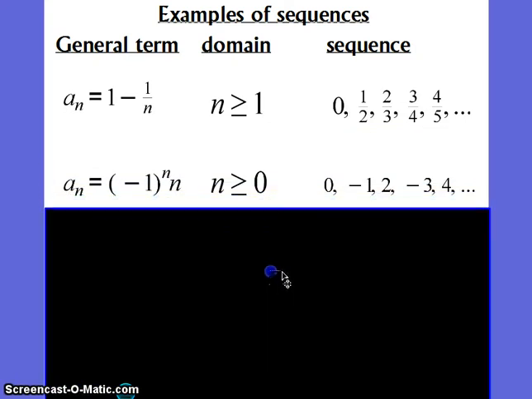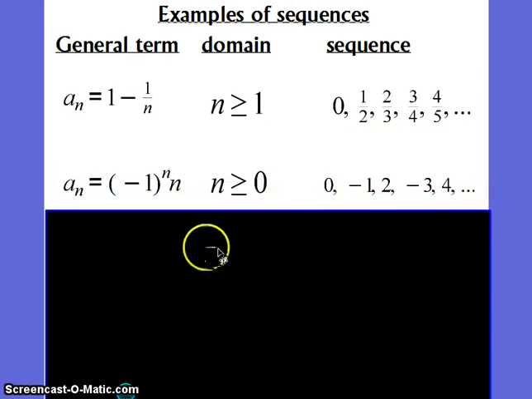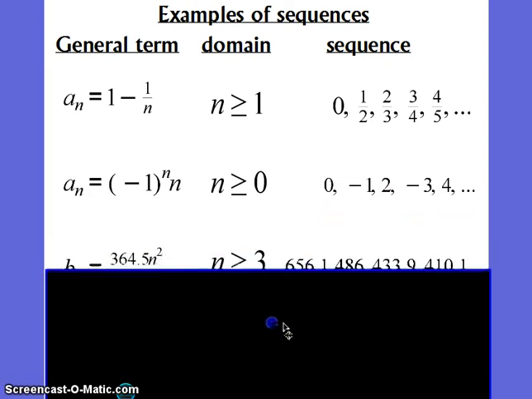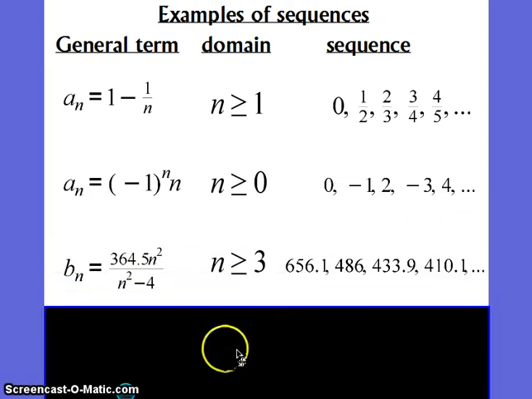Look at the next one. Another sequence general term, -1 to the n times n, when n is greater than or equal to 0. And if you notice here, what does that -1 to the n do? It alternates the signs. You can see that every other one is going to be negative. Here's another general term of a sequence. We're going to revisit this sequence a little later, as it has some applications. Here it is for n greater than or equal to 3, and here are the numbers that determine the values of that sequence.